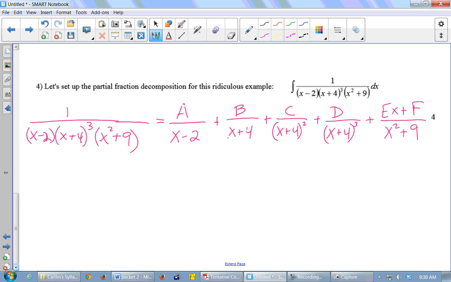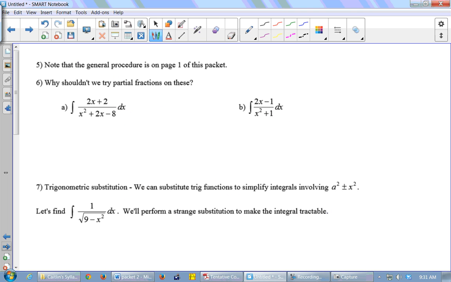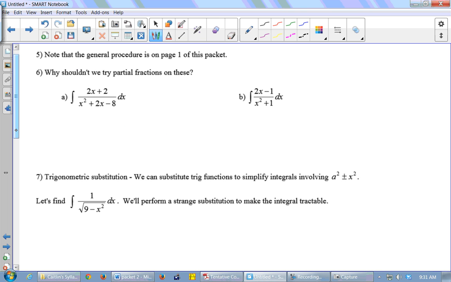You would do the exact same procedure you did before: clear the fractions, multiply, distribute, combine like terms, and then you would end up having to equate 6 coefficients. You'd have 6 equations and 6 unknowns. I'm not going to ask you to do this, just wanted to show you how to set it up so you could see all the different types of decomposition. The general procedure for partial fractions is on page 1 of the packet, and you can bring that with you to a test. It shows you all the different types of decomposition.